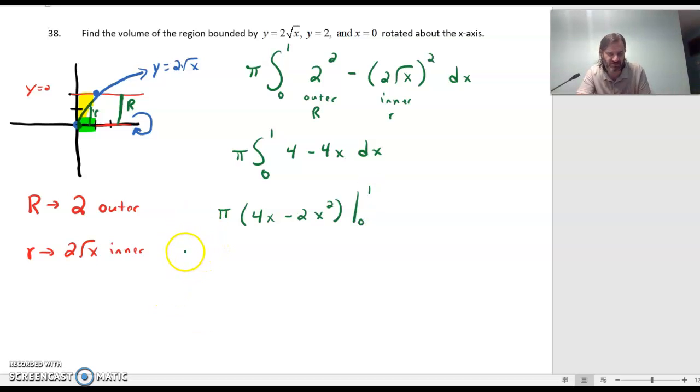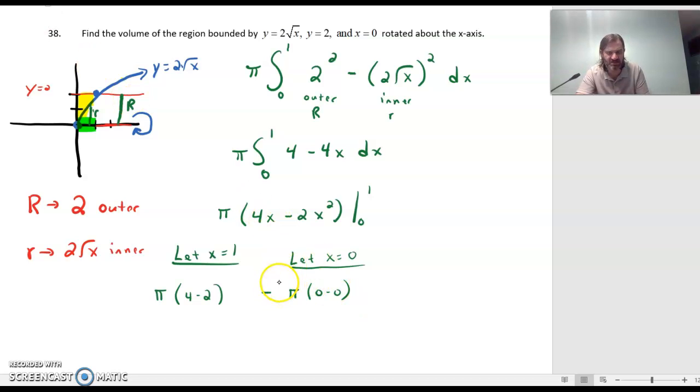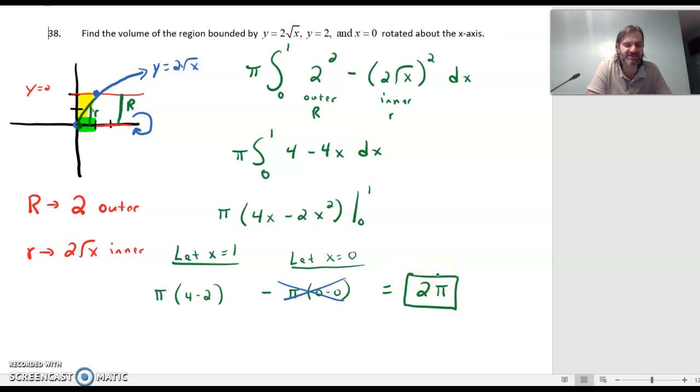Alright, so we are finding the outer shell and the inner shell, putting it all together. So let x equal 1. For that outer radius, I get pi times 4 minus 2. I'm going to subtract off when I let x equal 0. And it's been fairly common that when we plug in 0, it seems like we get 0 all the time. That's not a definitive thing. It just seems to be fairly routine in the ones we've done. So 4 minus 2 is 2, so the number we get out of this is 2 pi. That would be the volume from rotating this little figure around the x-axis. Okay, thank you.